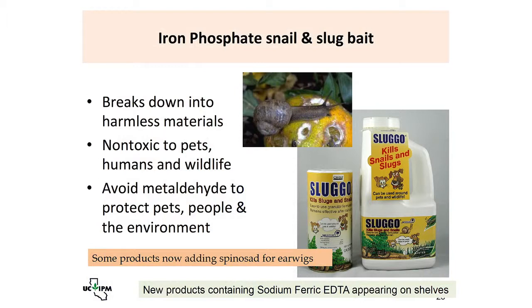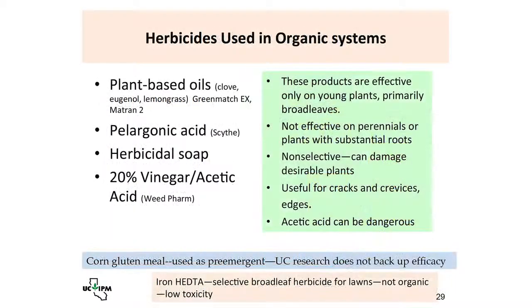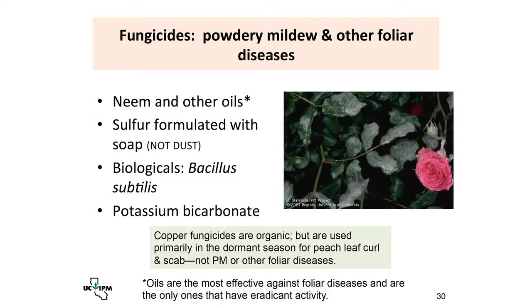And the herbicides used in organic systems, most of these are burn back products, non-selective, contact materials. And here's some fungicides. Oils are really great fungicides. We have a biological, the Bacillus subtilis, which can be useful. And there's still a lot of sulfur used. These are for foliar ones. Copper is still used for some of the dormant sprays for organophosphates.